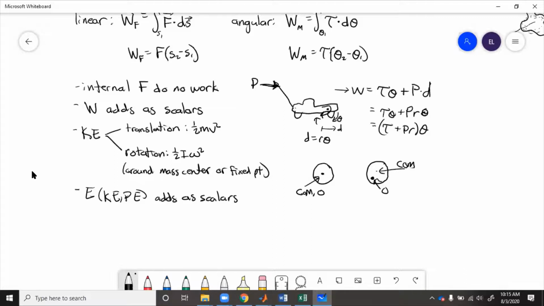And then work will be positive for conservative work, such as by the pushing force, or negative for friction. Energy is conserved if there are no non-conservative forces. So if the work equals 0, then energy is conserved.